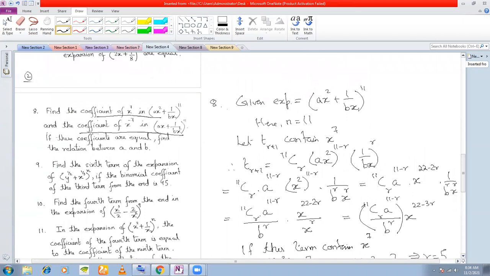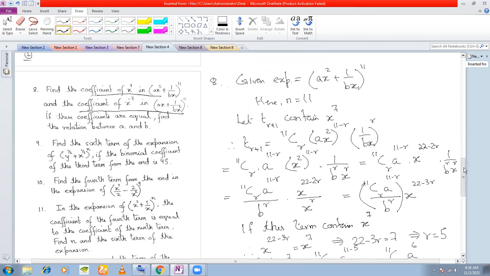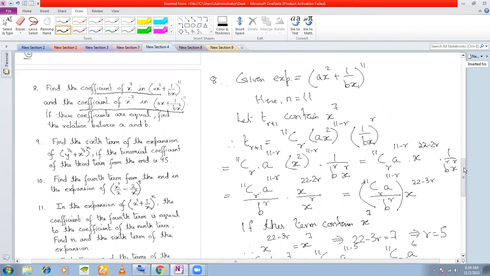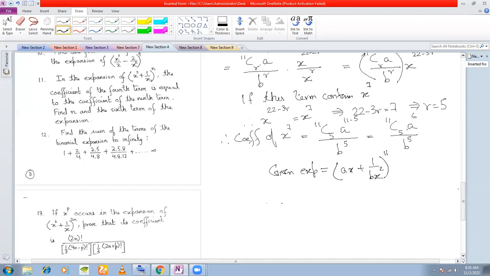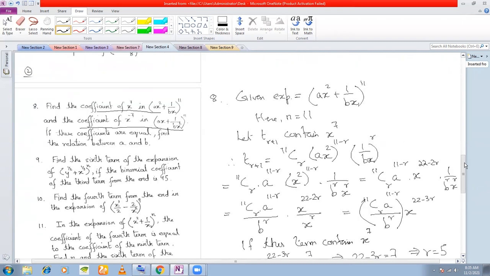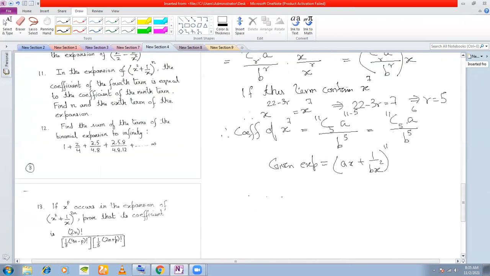Now, the coefficient of x to the power of minus 7 in this expansion. So what is this binomial given? Given expression is equal to ax plus 1 by bx squared, to the power of 11. This is a different binomial, right? So in this, they have said x to the power of minus 7 in this expansion, right? So again, I say let tp plus 1 contain x to the power of minus 7.